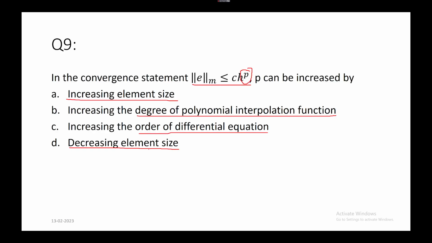Any guesses? Sir, increasing the element size, A. Okay, increasing the element size. So this is one of the guesses. Any other guesses?